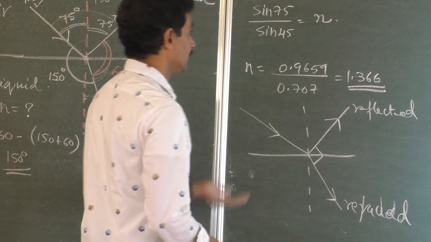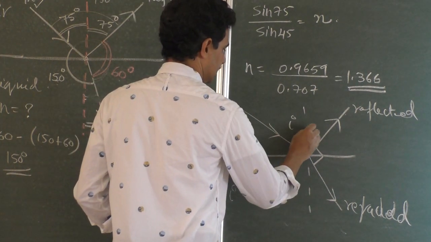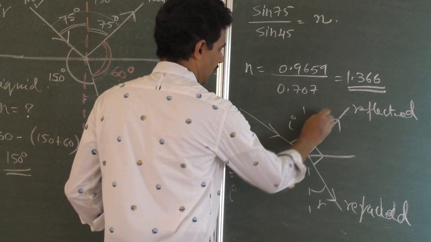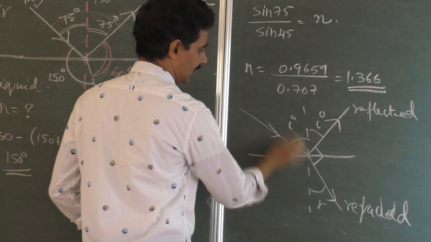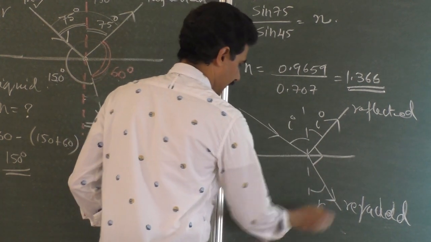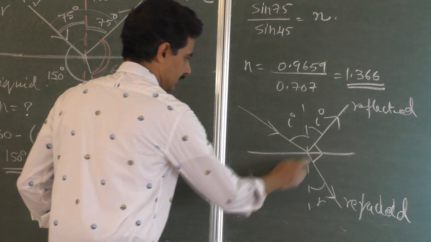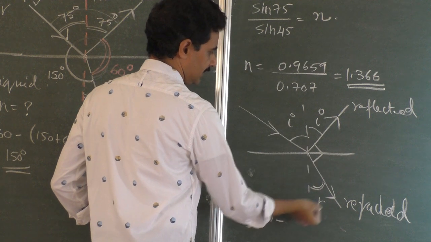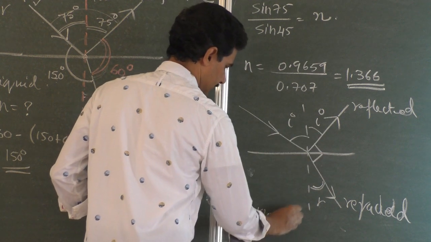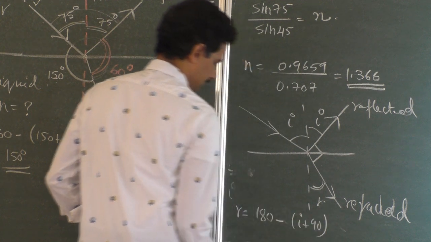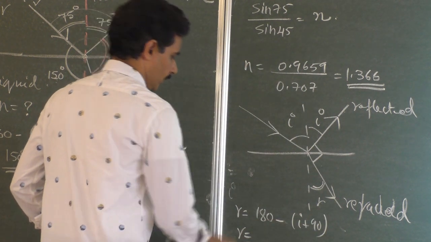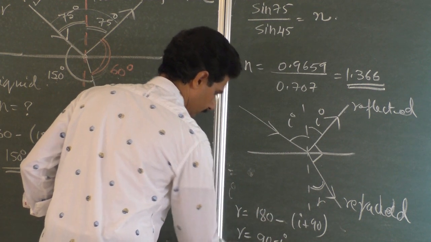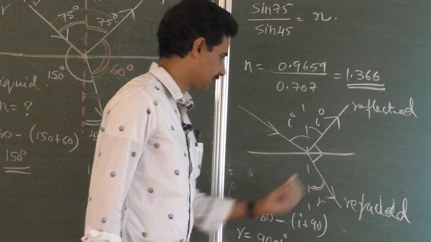So how to carry on with this problem? If you take this as i, and this is the angle of reflection, and this is the angle of refraction r, and this is also i, you can get a connection between r and i. How? This angle of refraction r must be equal to 180 minus (i plus 90). So r is equal to 180 minus 90 minus i, that means 90 minus i. Did you get that? r is 90 minus i because this is 90.